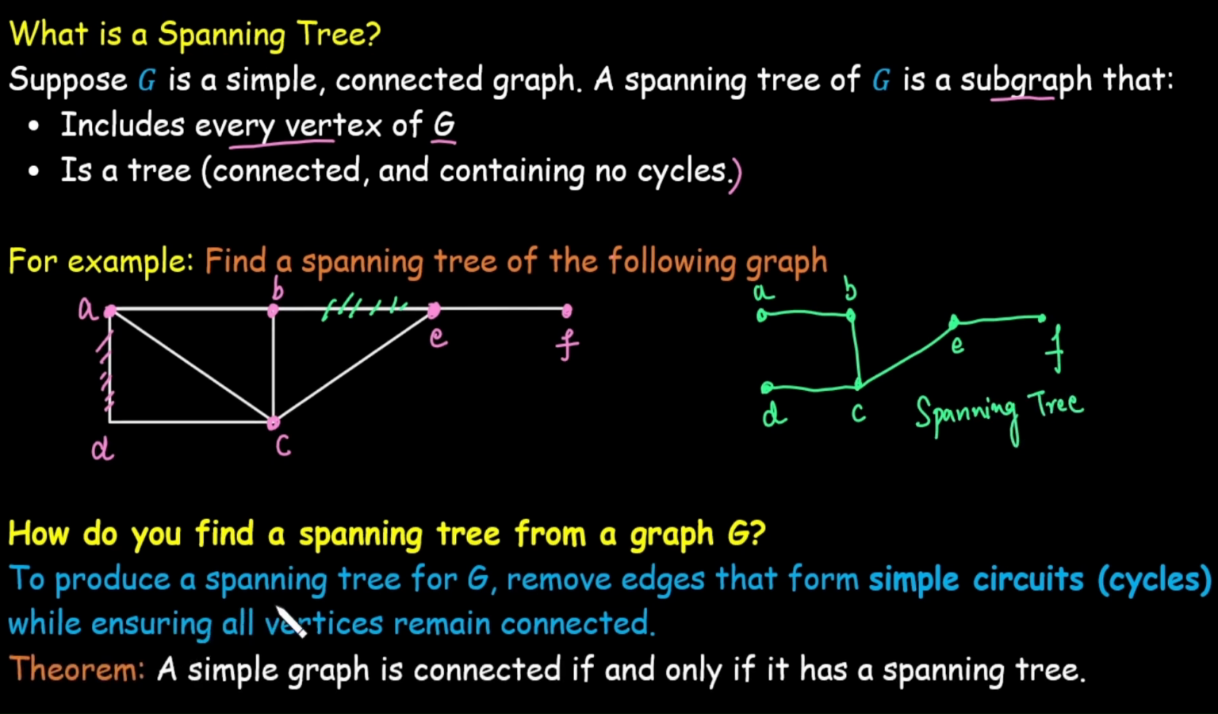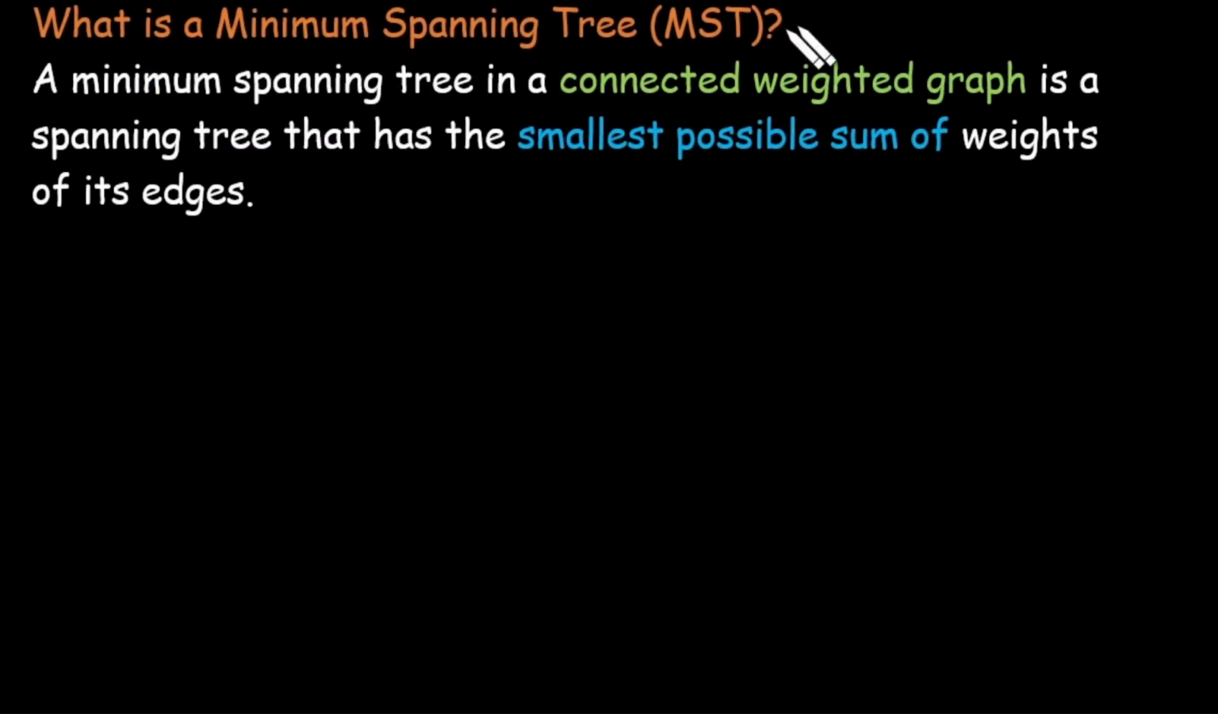Here we have the important result. Result is a simple graph is connected if and only if it has a spanning tree. This means if the graph is connected as well as a simple, then we can always find a spanning tree. Or if the spanning tree exists, the graph must be connected. Now moving towards the minimum spanning tree.